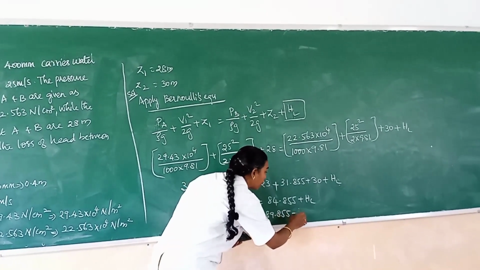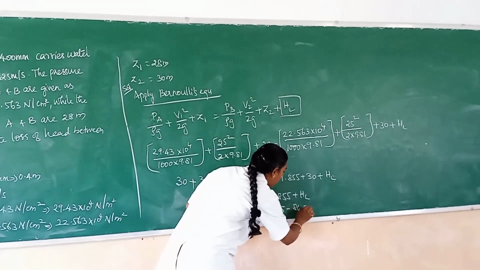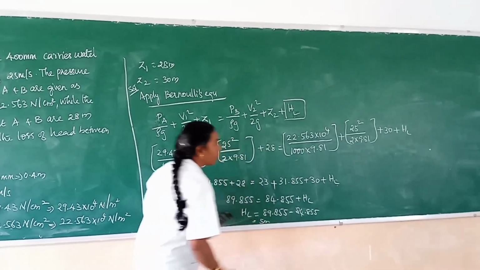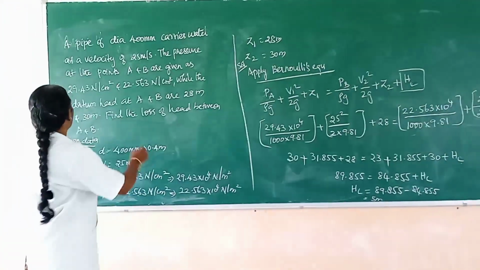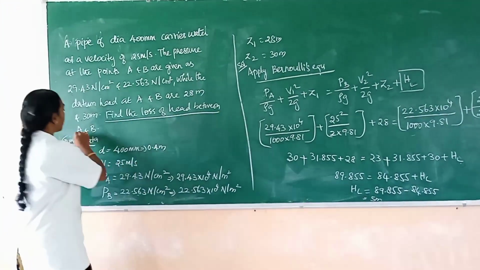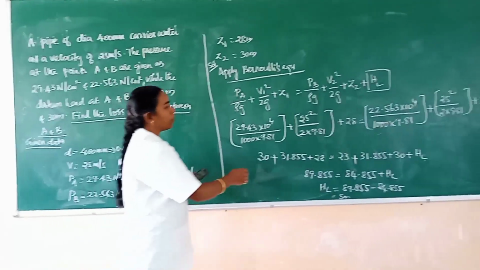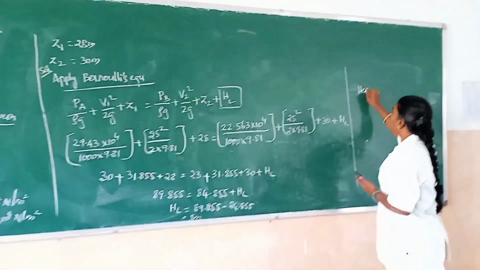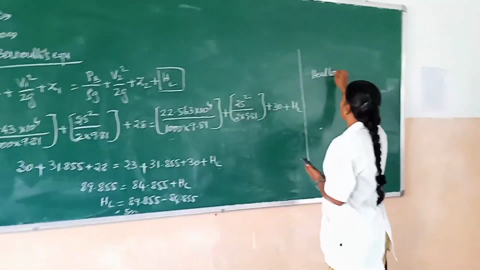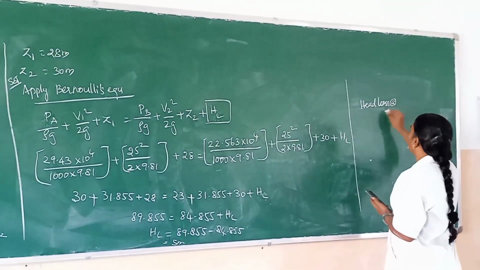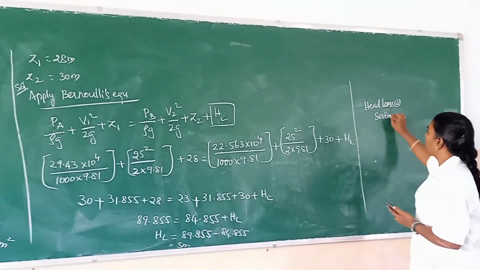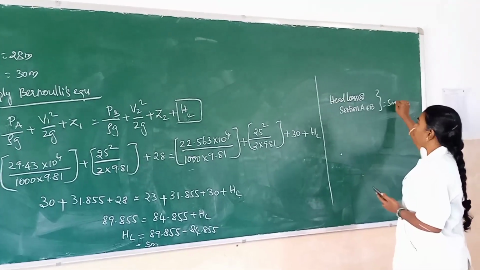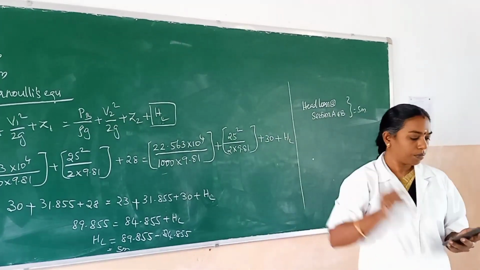89.855 minus 84.855, which is equal to 5 meter. Okay, so the head loss which occurs between the sections A and B is equal to 5 meter. Very clear?